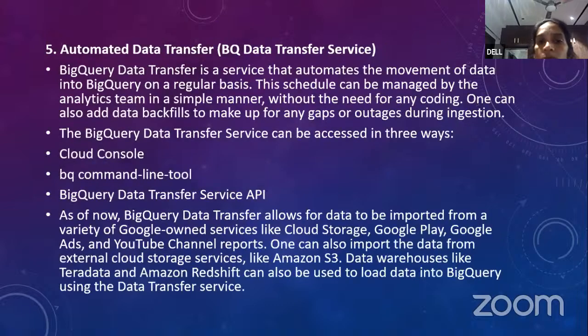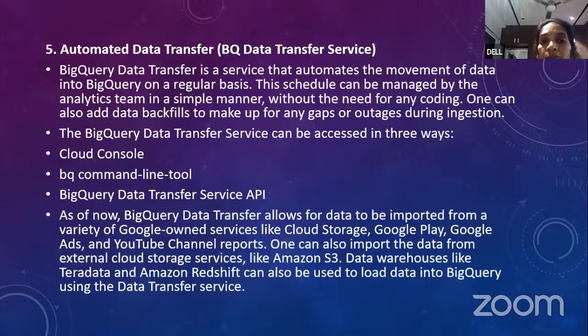Automated data transfer. We don't want to write any code to transfer the data from one source to another source. With one click, it will transfer the data from the source to the destination. That is called automated data transfer in BigQuery. BigQuery data transfer is a service that automates the movement of data into BigQuery on a regular basis. This schedule can be managed by the analytics team in a simple manner without needing any coding. You can also add data backfills to make up for any gaps from outages during ingestion. It will move the data from one source to another.